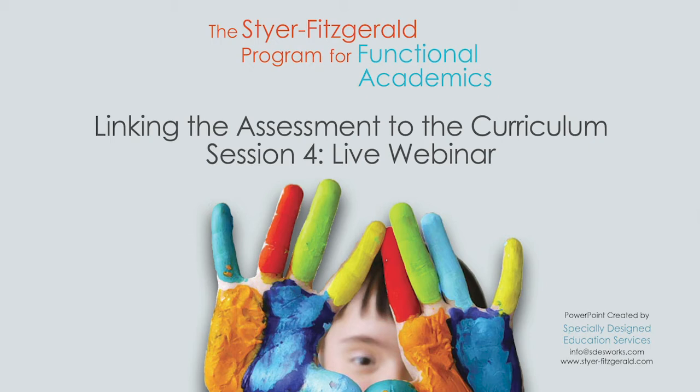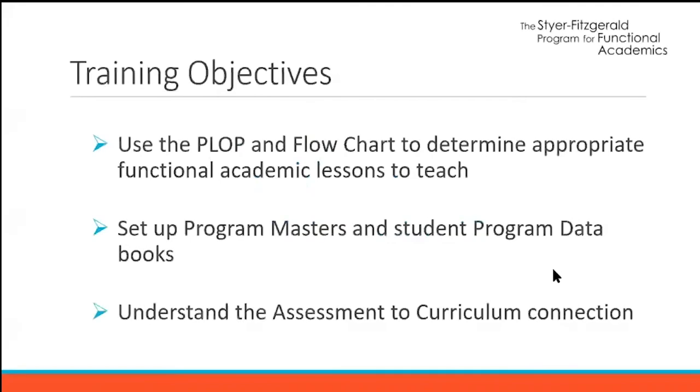All right, here we go, guys. So linking the assessment to the curriculum. For this training, the objectives are going to be using the present levels of performance and flow chart to determine appropriate functional academic lessons to teach, setting up program masters and student program data books, and understanding the assessment to curriculum connection.